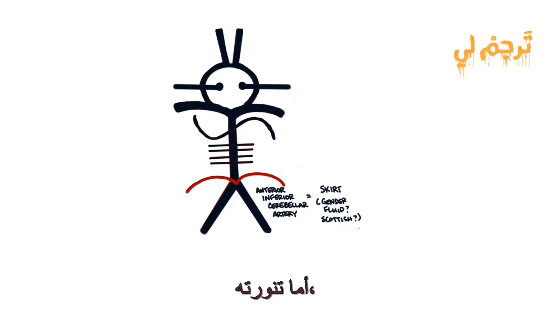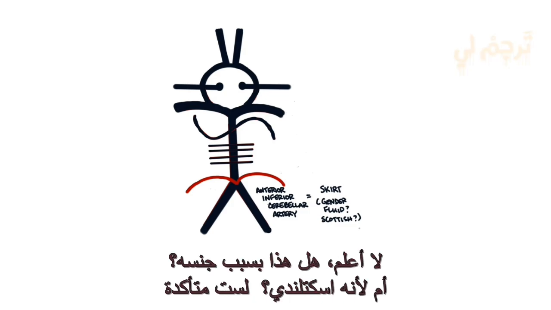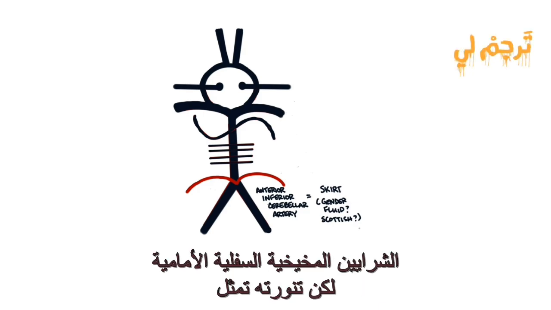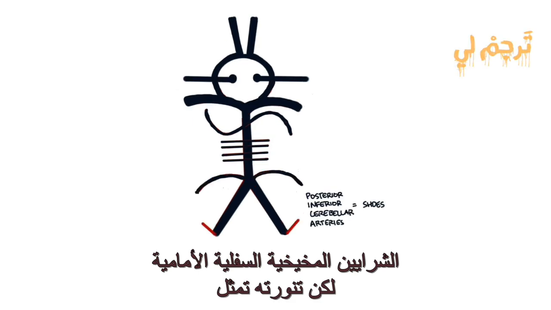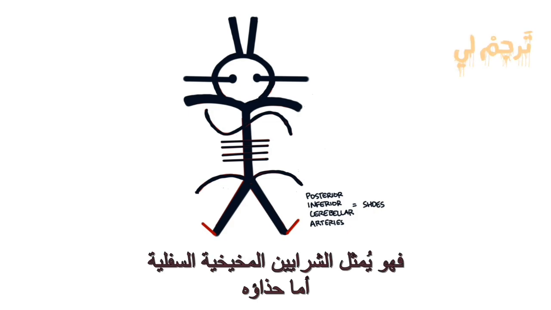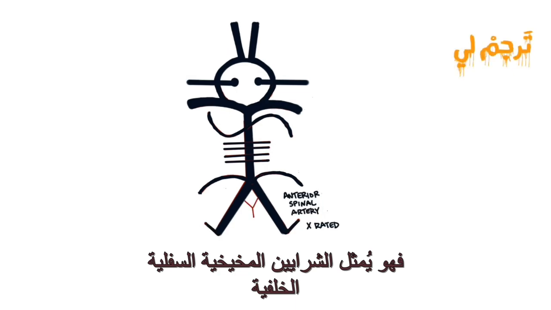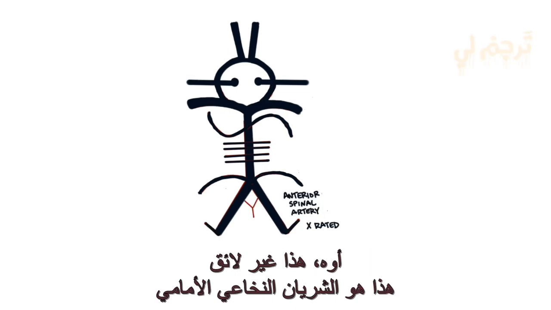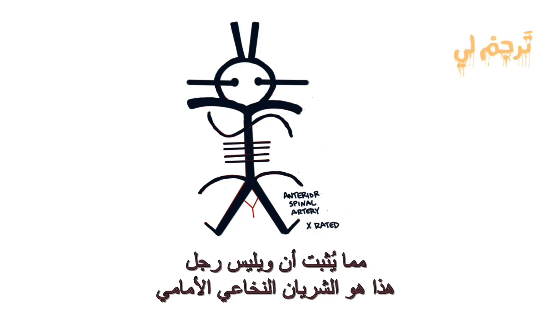His skirt, I don't know, is it because he's gender fluid or because he's Scottish? I'm not sure. But his skirt represents the anterior inferior cerebellar arteries. His shoes are the posterior inferior cerebellar arteries. Oh, this one's X-rated. That's the anterior spinal artery, proving that Willis is a man.